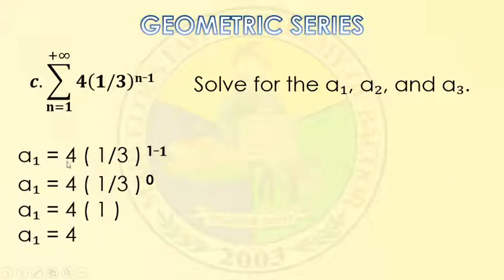A sub 1 equals 4, quantity 1 over 3 raised to 1 minus 1. Okay, so bakit 1 yung pinalit natin sa n? Kasi hinahanap natin yung value ng first term. Okay, so we have 1 minus 1, the answer is 0.